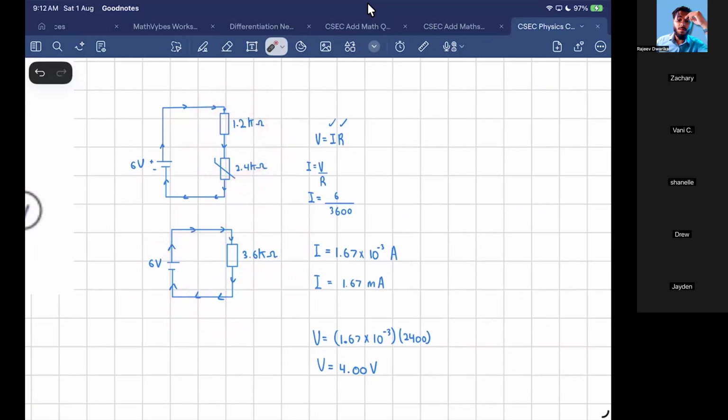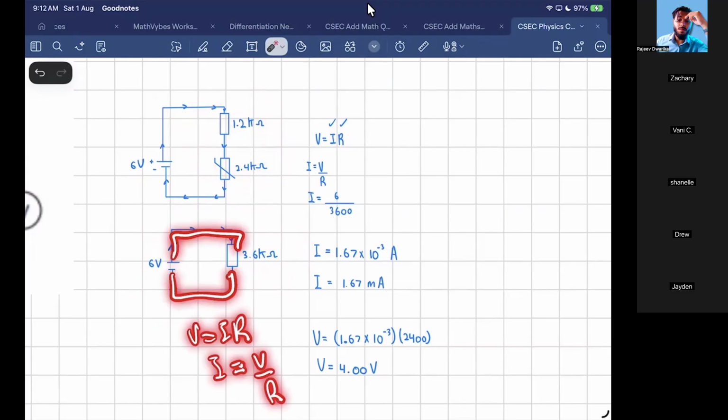And remember, if V is equal to IR and you want to find the current going through the circuit, you'll have to divide both sides by R, and it's going to be V over R. The voltage across the resistor is 6 volts, so 6, and it's across the 3600 ohm resistor. So that's how I found the total current flowing through the circuit.